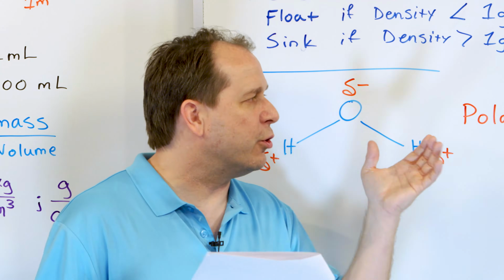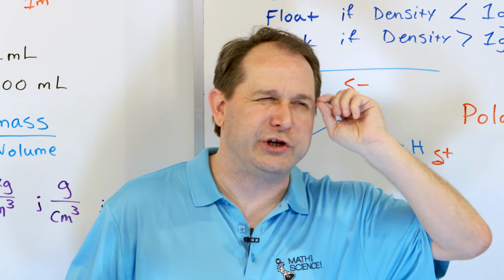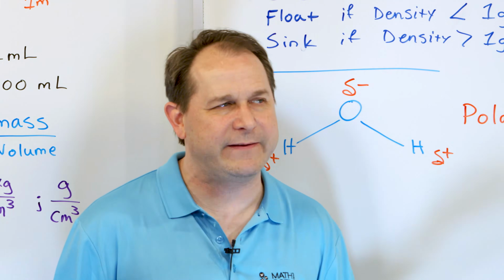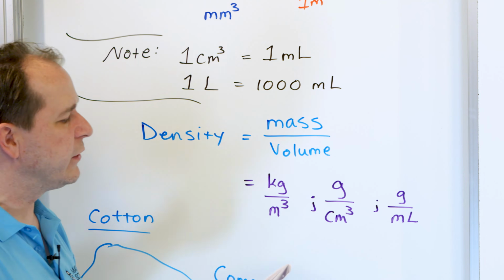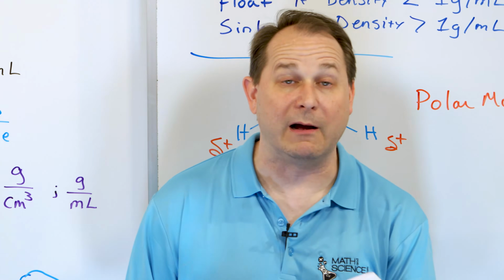But I want you to know water is bent, water is polar. I want you to know that in the very beginning because it affects everything. But the critical thing here is to know what density is: mass divided by volume. Here we're going to solve our first problem.